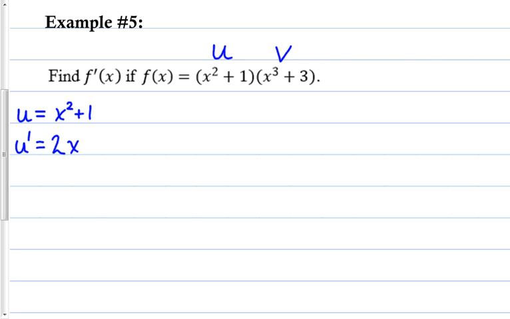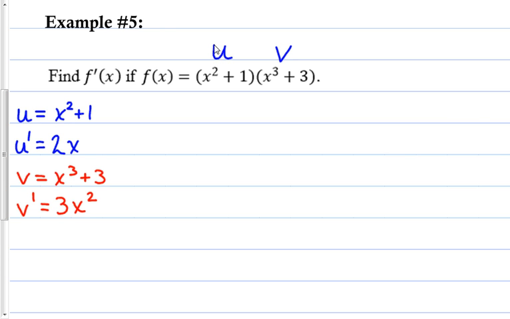Okay, so now do v. So v is x cubed plus 3. Okay, so find v prime. So bring the 3 to the front, I have x, and then subtract 1. So that's 3x squared plus 3, but 3 is a constant, just like 1 was a constant, that's why I didn't do anything with it. It becomes 0. So now I have my pieces.